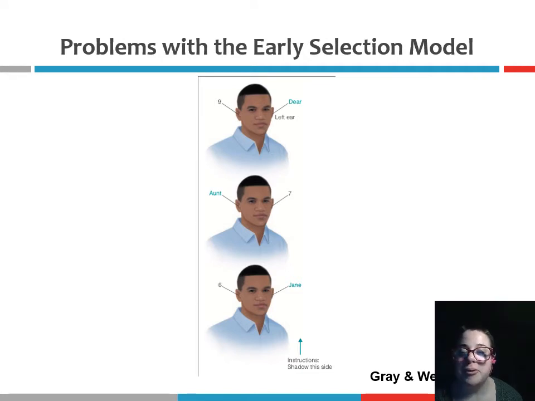Okay, so remember in one ear they heard Dear 7 Jane, and in another ear they heard 9 Aunt 6. So they decided to combine each of those two messages in a way that was coherent and made sense to them, right? So again, this is yet another example that very compellingly suggests that they're processing even that unattended channel for some degree of meaning.